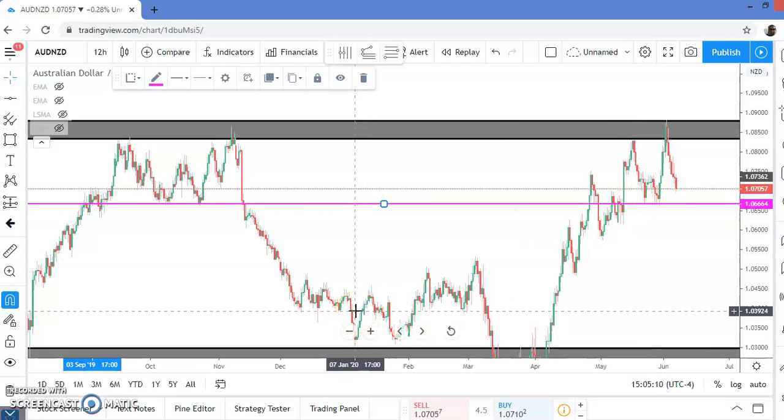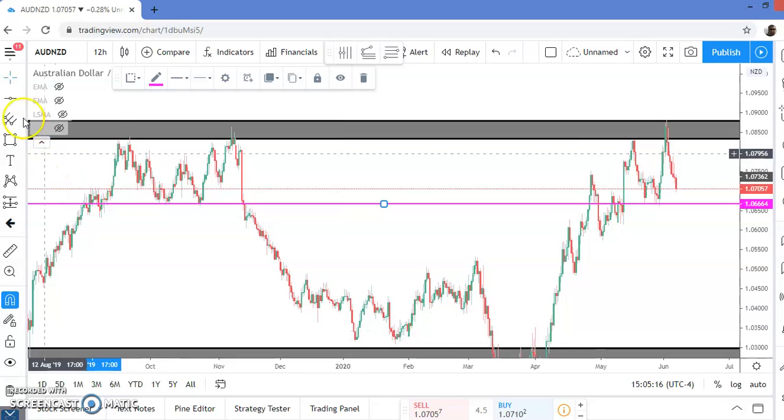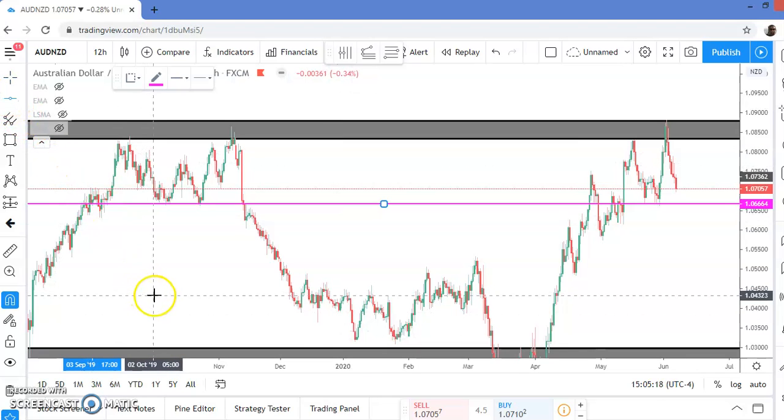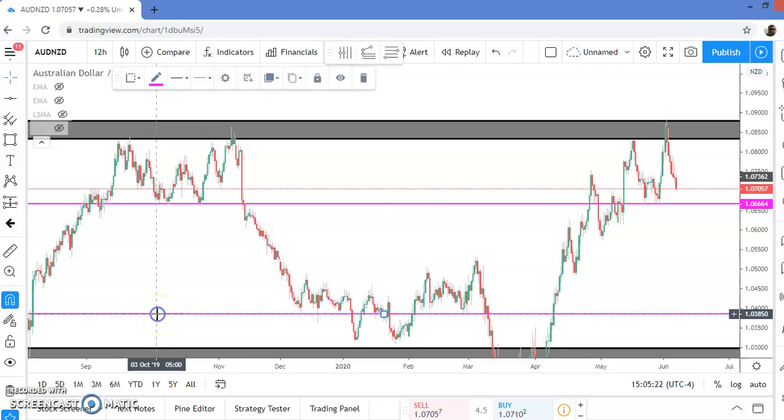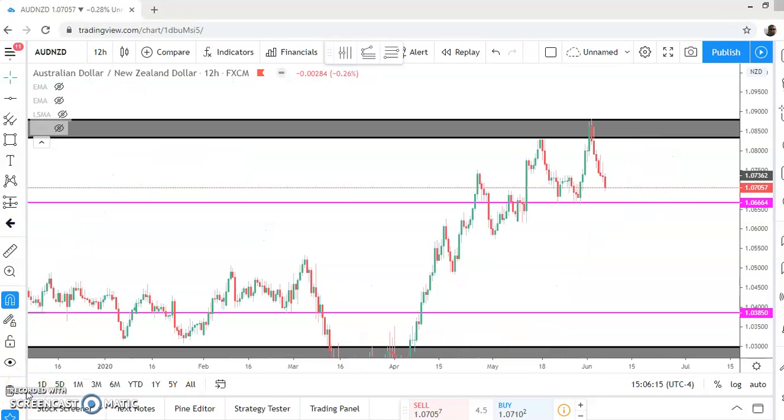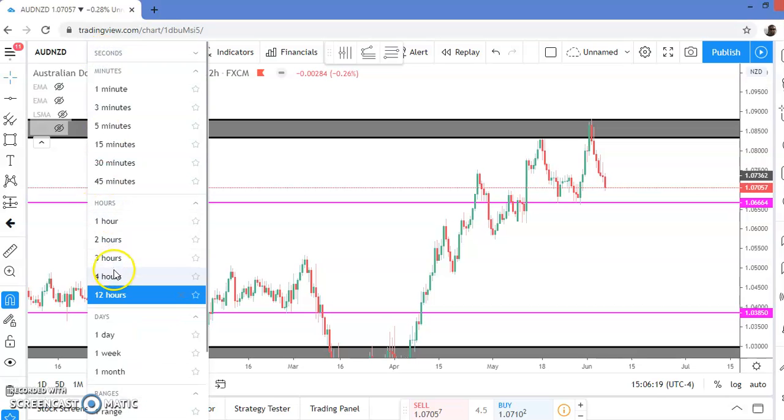I would also mark this area as a support level. Price touched here 1, 2, 3 times. Okay, so this is the 12-hour. Now let's head on to the 4-hour.